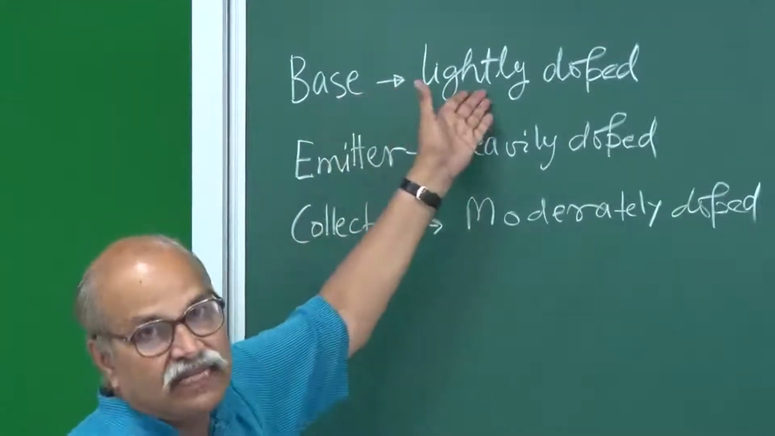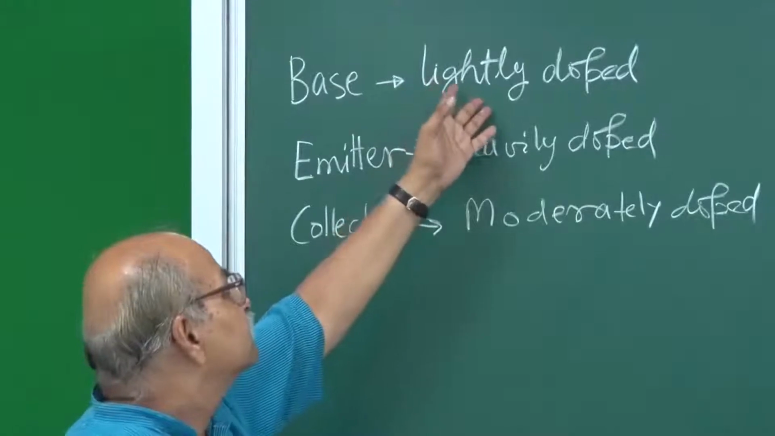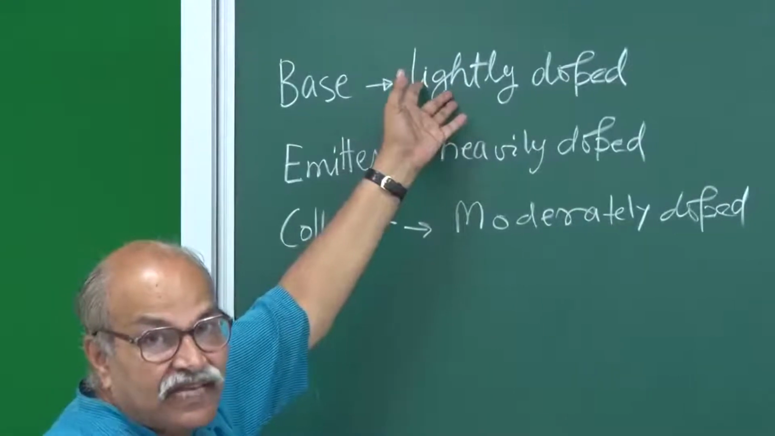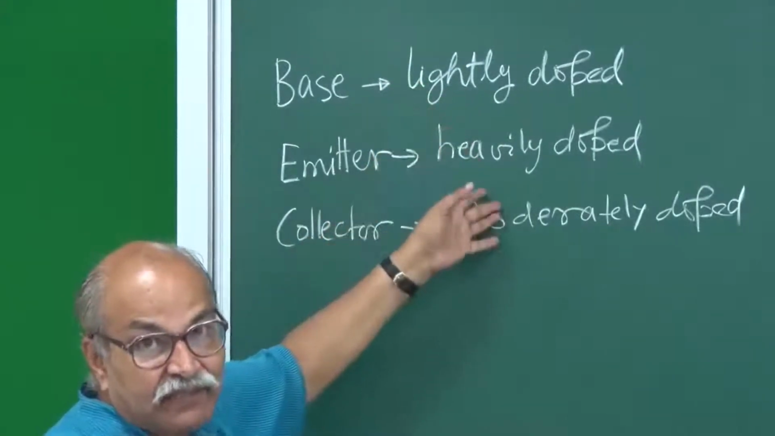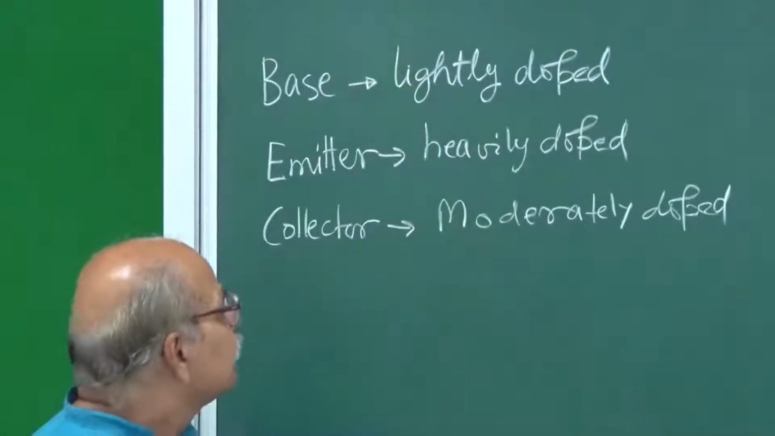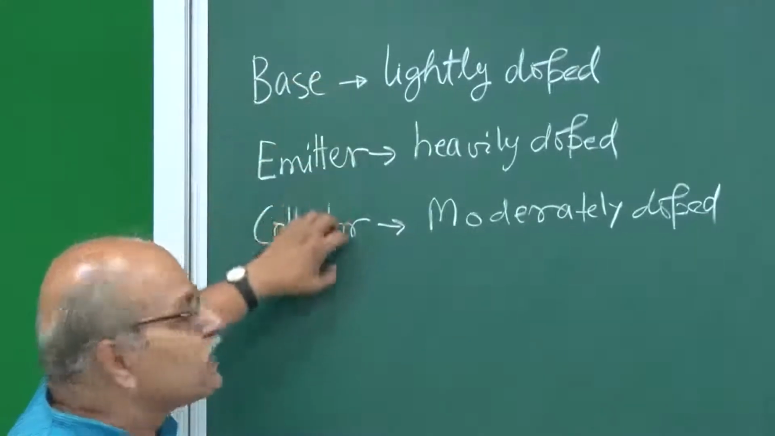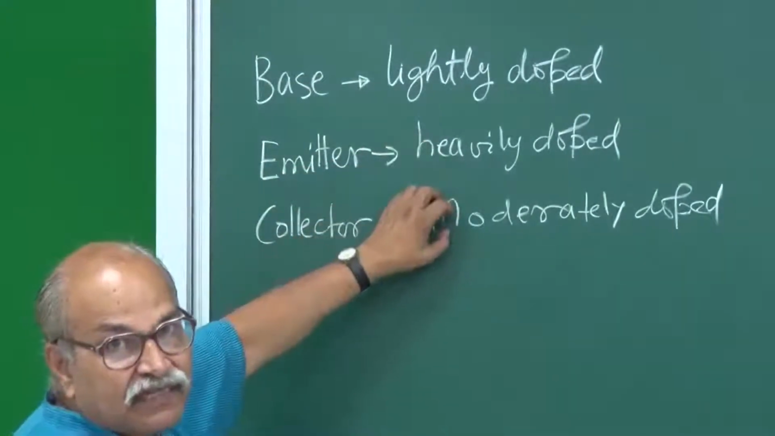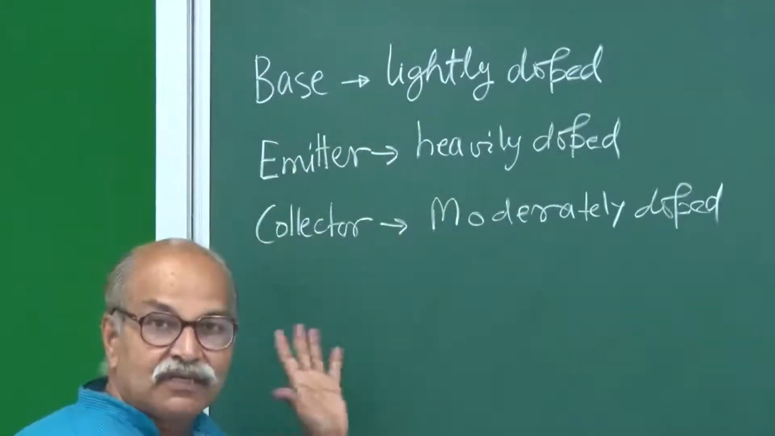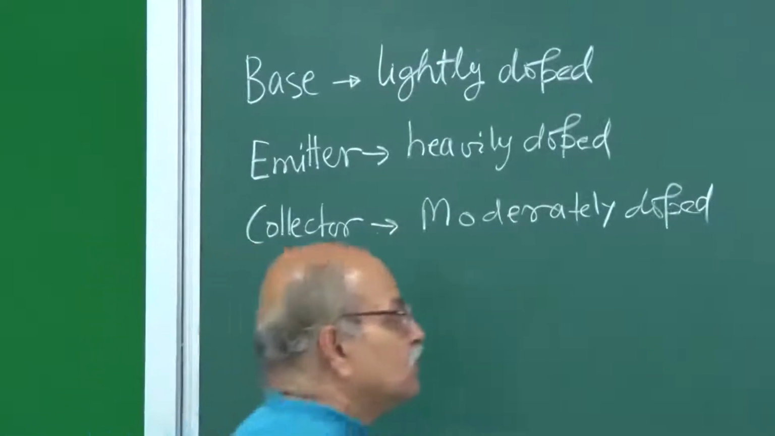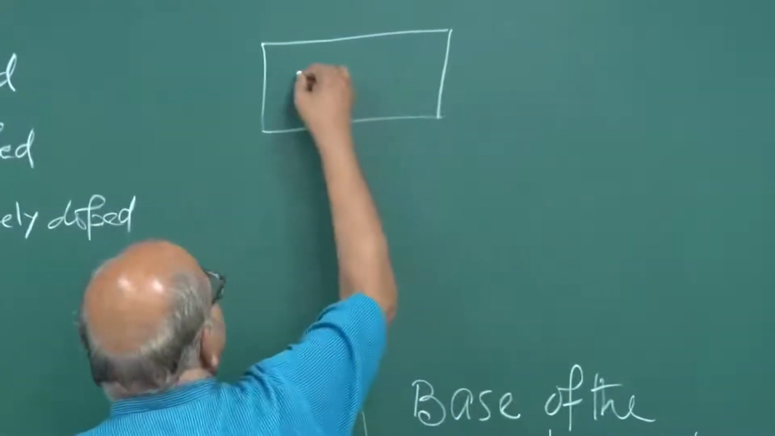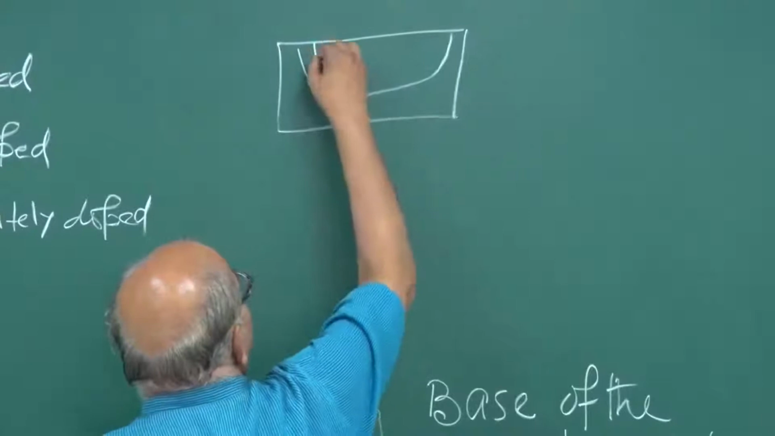Base is very lightly doped. The concentration of impurities in the base will be, say, 5 to 10% of that in the emitter, and the collector will be a little less than that. So doping levels are different, and therefore you cannot interchange emitter and collector. Although on a diagram it may look like both are the same, you cannot interchange these two.